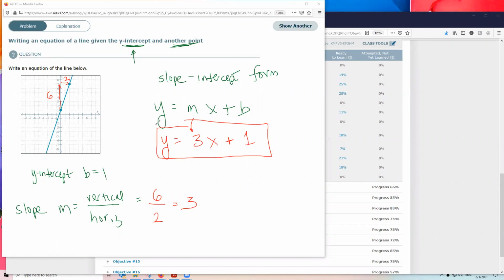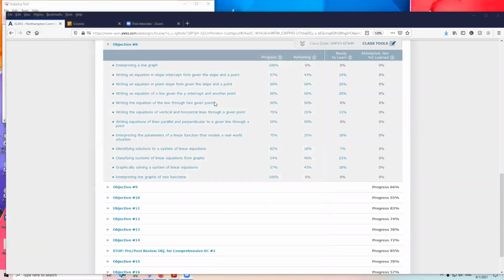So by looking at this graph, we could figure out the y-intercept. That was 1. And we were also able to figure out the slope, because the slope is the change in the vertical distance divided by the change in the horizontal distance between the 2 points. All right, let's take a look at a few more.